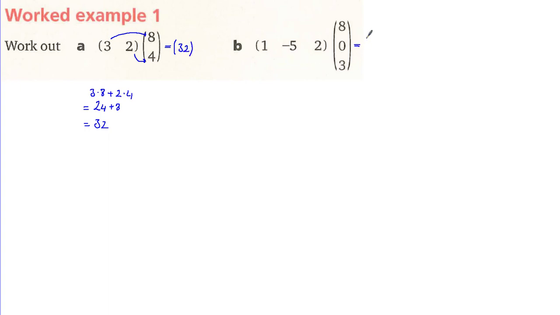Okay, what about this one? This is 1 times 3, 2 times 1, so it's going to be a 1 by 1 matrix. I'm going to explain that in the next video. 1 times 8, minus 5 times 0, plus 2 times 3, which is equal to 8 plus 0, since minus 5 times 0 is 0, plus 6. 8 plus 6 is equal to 14. So the result is equal to 14 here, and we can write it like this.